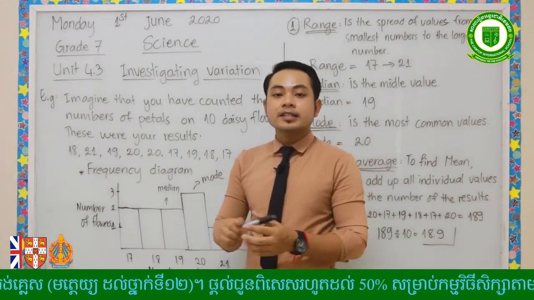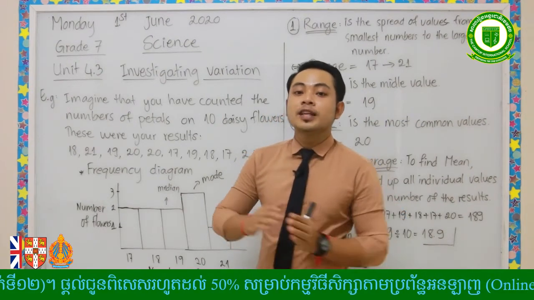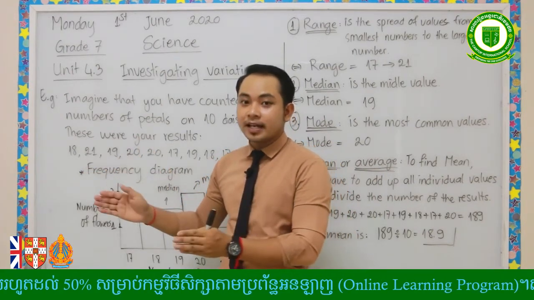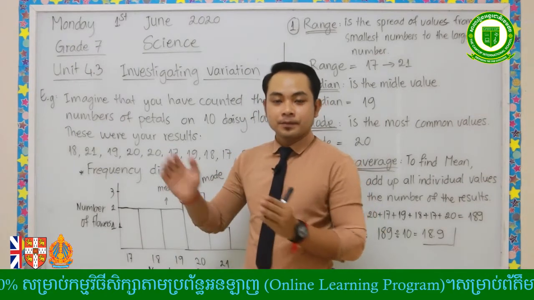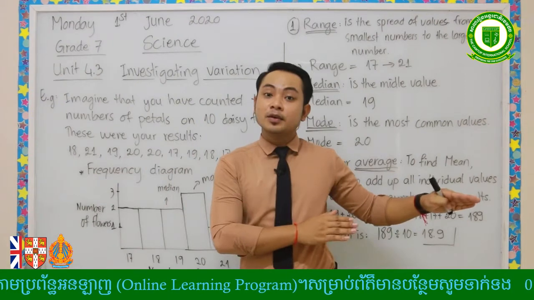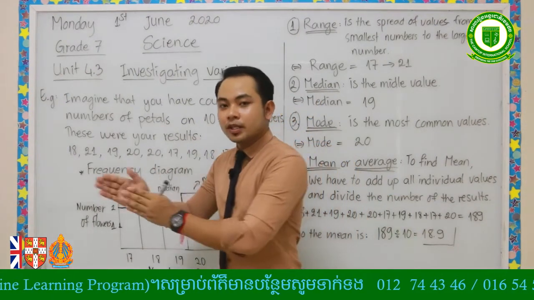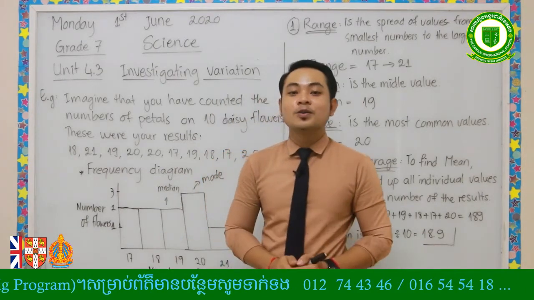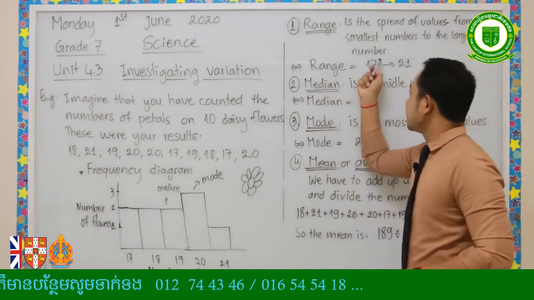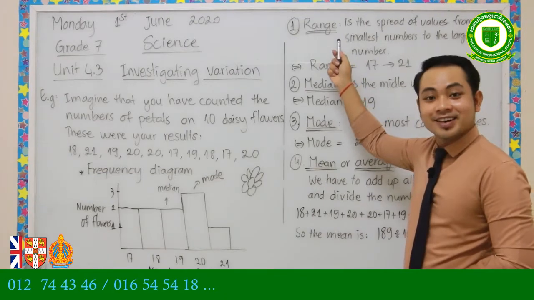So range is the spread of values from the smallest number to the largest number, okay? So if your exercise asks you what is the range of the numbers of people or flowers or animals, you have to think of the smallest number to the largest number, that is called range, okay? So now we got the range here, 17 to 21, okay? Understand the word range, right?